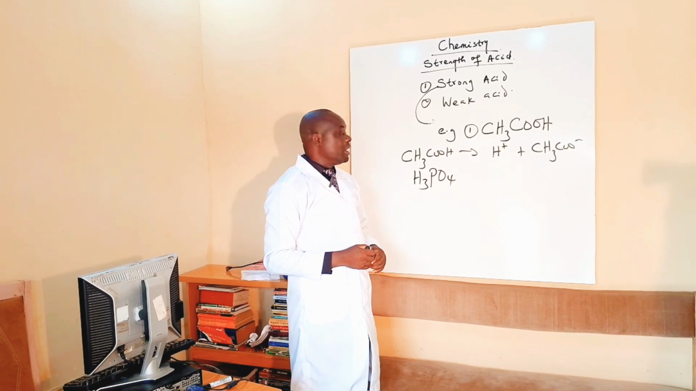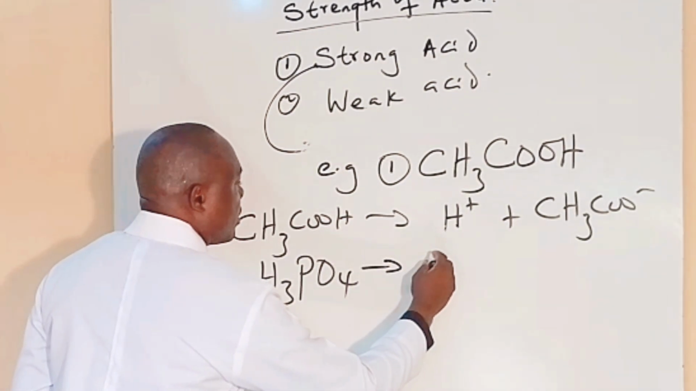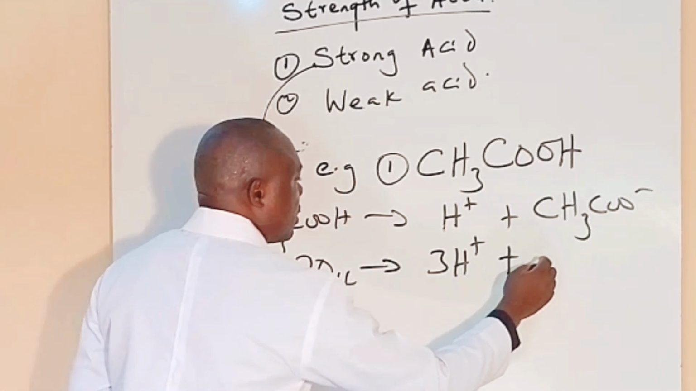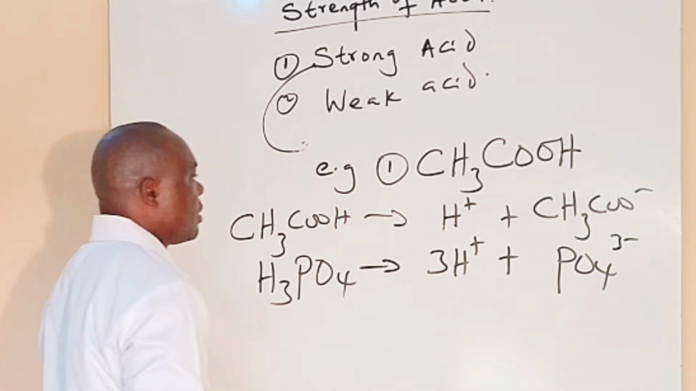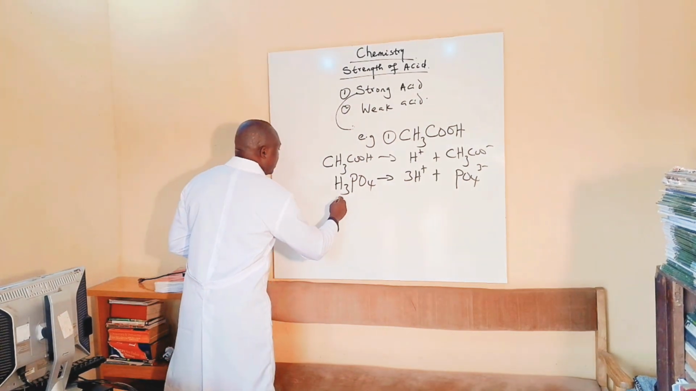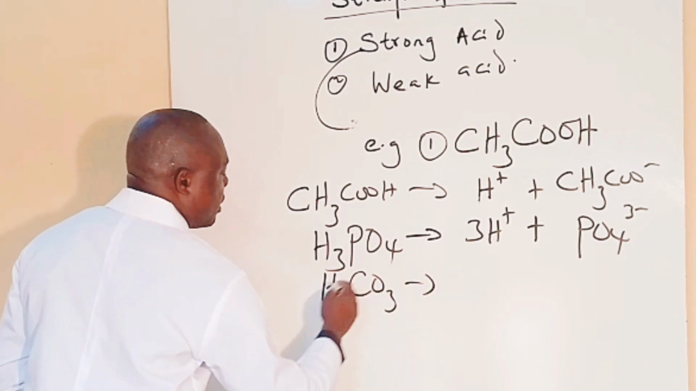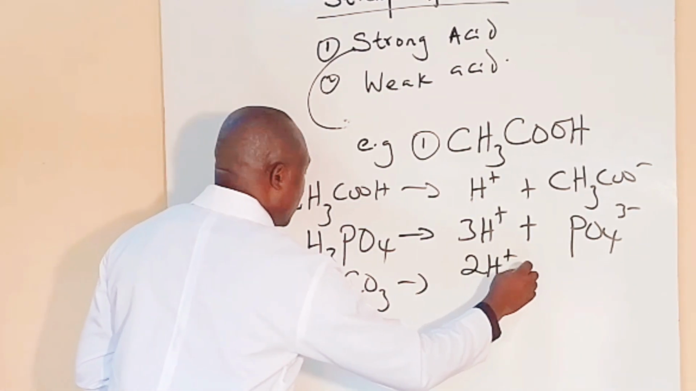Phosphate. In water, it dissociates like this. Another example of weak acid is this, H2CO3. It does not dissociate completely in water.